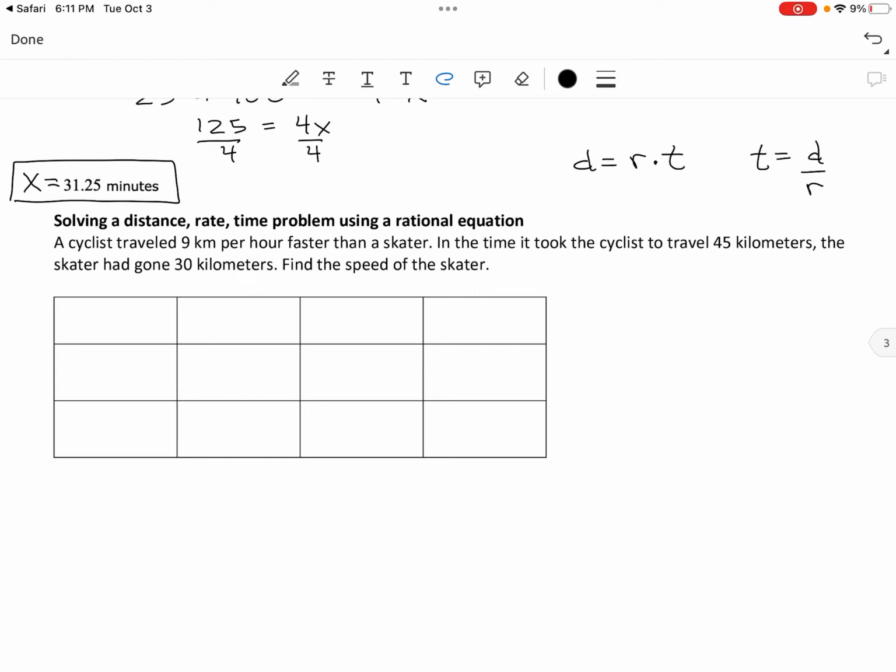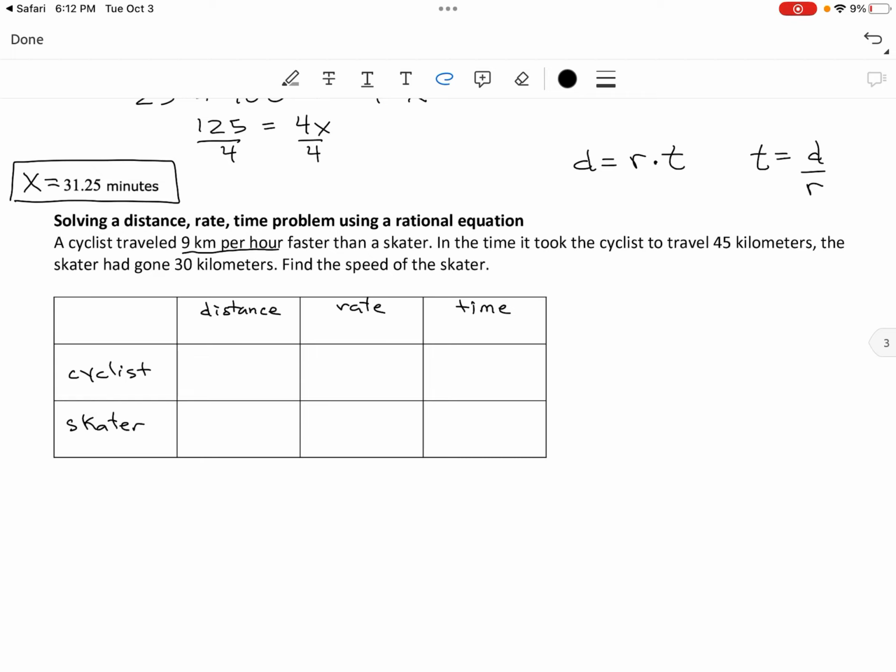It says a cyclist traveled 9 kilometers per hour. So again, let's start making some notes over here. We've got distance, a rate, and a time. And there's also two different things happening here. We've got a cyclist and we've got a skater. And they're already giving us some information. The cyclist traveled at 9 kilometers per hour faster than the skater.